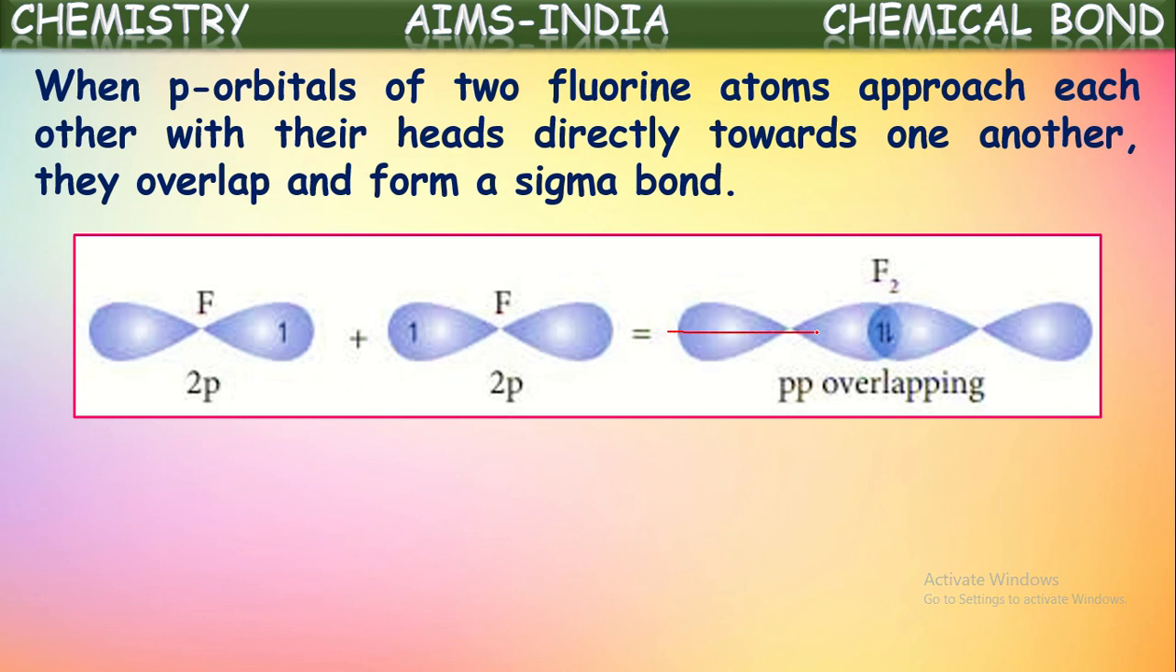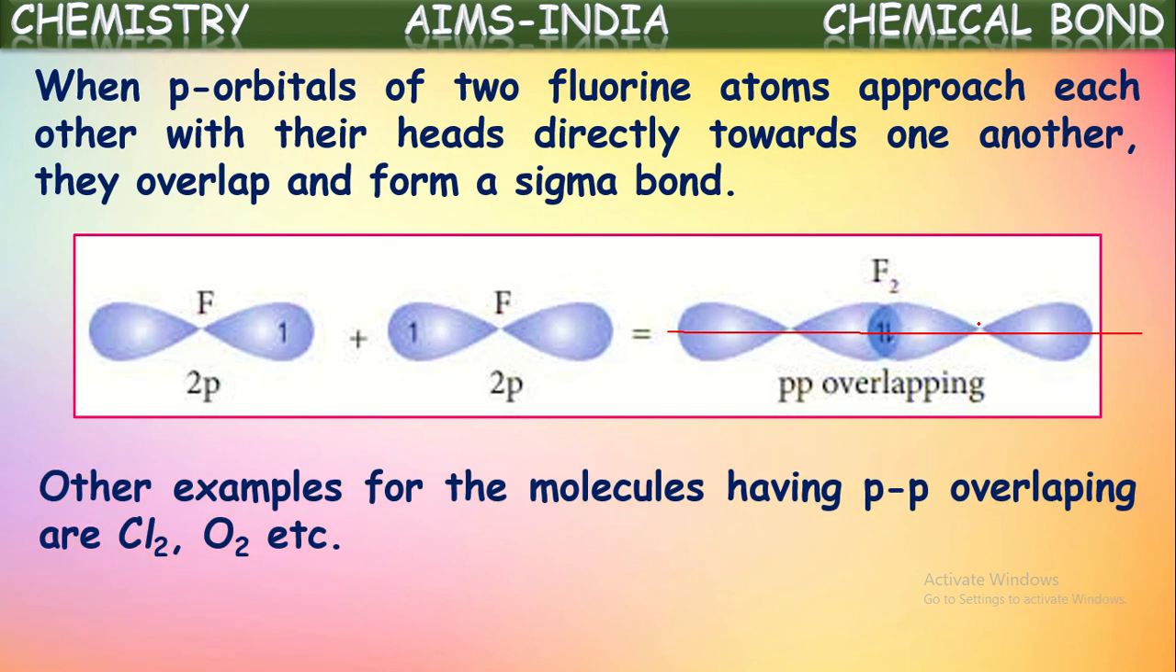If you observe, this is SP overlapping, PP overlapping, and SS overlapping. These all are happening on their axis of nuclei, on this line which is joining their two nuclei. That's why these all are called sigma bonds. The covalent bond formed by the overlapping of atomic orbitals end to end, meaning this overlapping occurs on their axis of nuclei, is called a sigma bond.